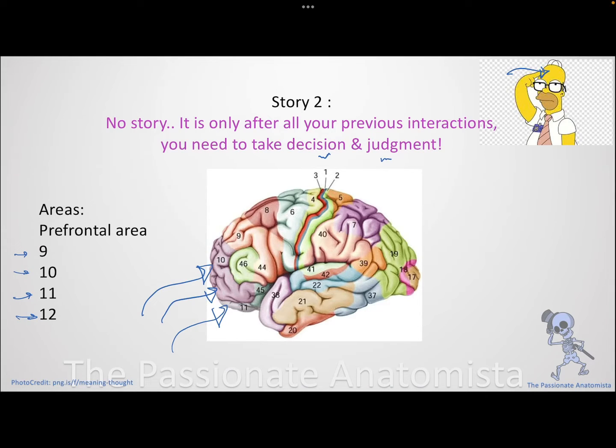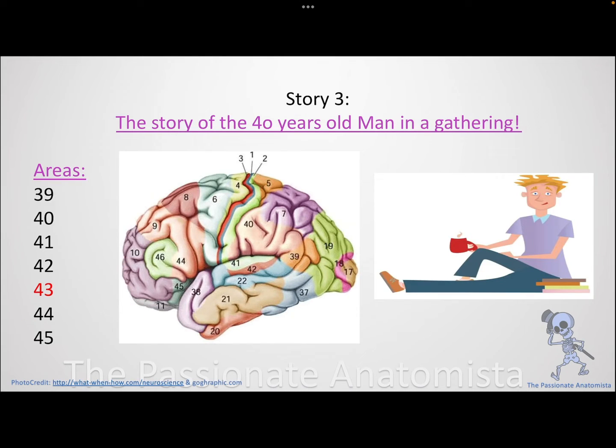After these areas, we came to the visual cortex, 17, 18, 19. And now we will go ahead and see the story of the 40 years old man in a gathering with his friends, a Diwaniyah. So what will happen to that? This is a careless guy. He's just sitting and chatting, and he's not studying anatomy. So we want to activate his sense of responsibility.